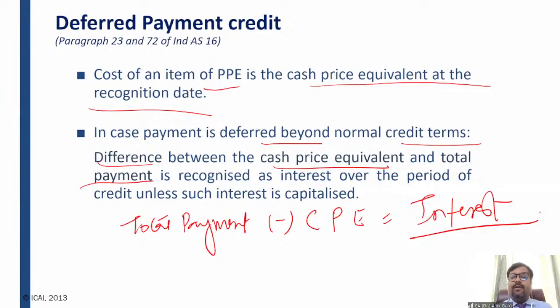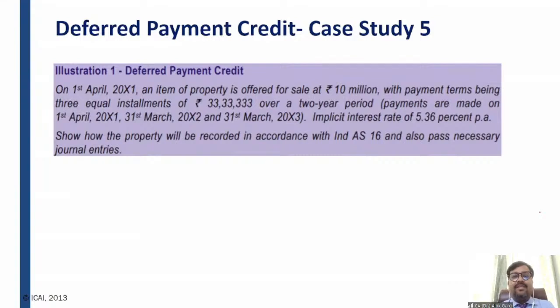So friends, the basic idea is the asset has to be recognized at a cash price equivalent, and the difference between the payment and the cash price equivalent is an interest. Now, if Ind AS 23 permits, then such interest will be capitalized. If it does not permit, then such interest will go to the P&L, right? So let's discuss one case study on this. Illustration number 1 of Institute study material.